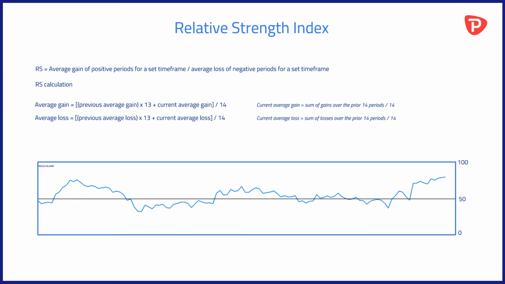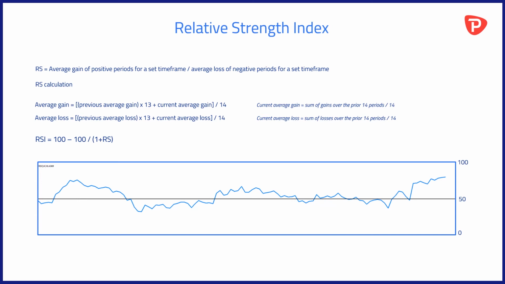Now that we have worked out the RS value, the second part of the calculation can be worked out, which gives the RSI level. The calculation for the RSI level is 100 minus 100 divided by 1 plus the relative strength calculation. This formula normalizes the relative strength and turns it into a range-bound oscillator that fluctuates between 0 and 100, making it easier to recognize extreme levels.